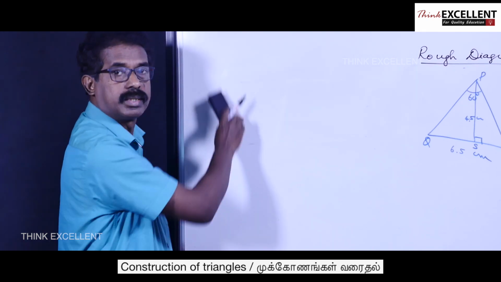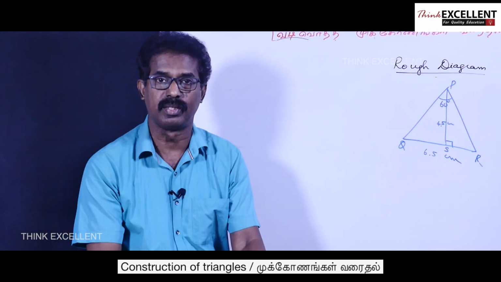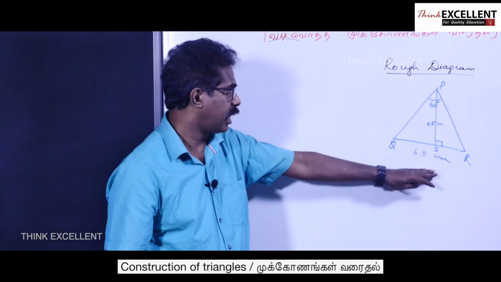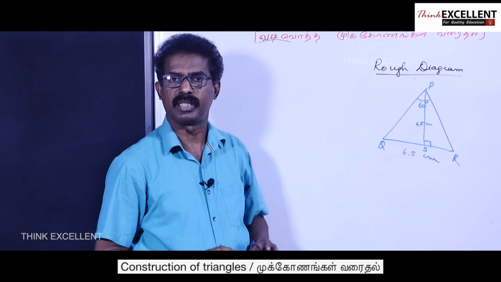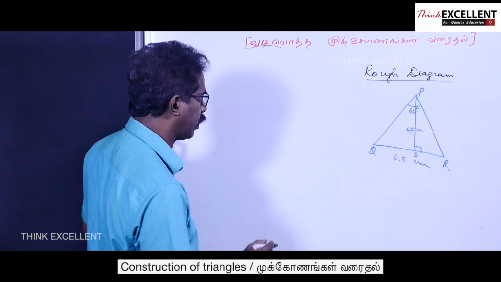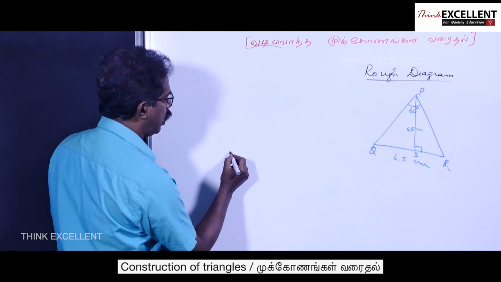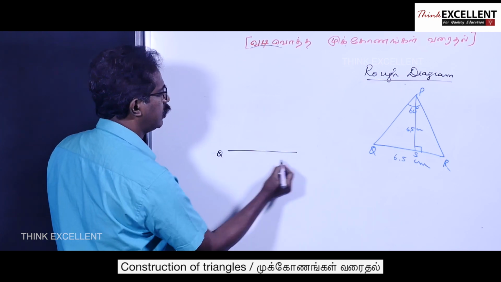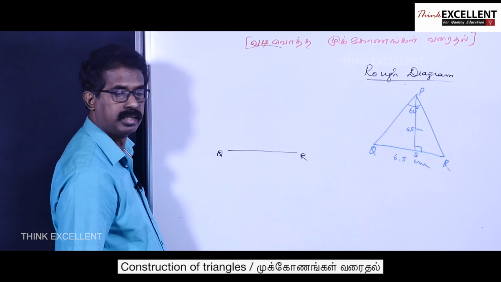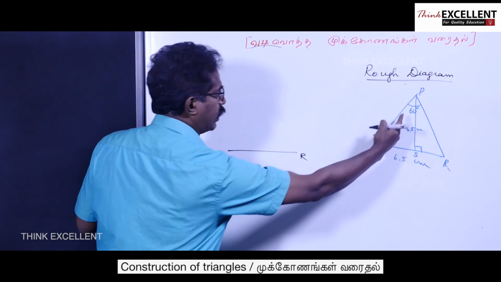Now you have already studied median, so it will be very, very easy for you. Please listen here. Base, vertical angle. The initial part, everything is the same. So first you draw QR of length 6.5 centimeter. Vertical angle 60.